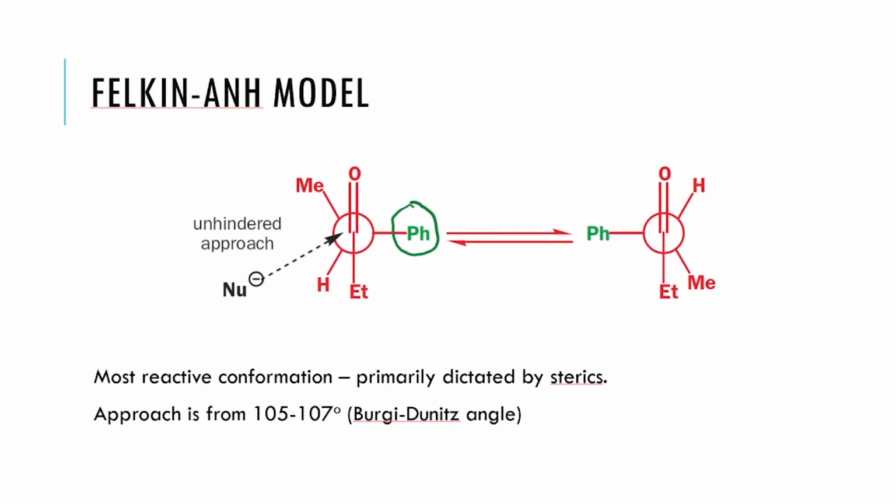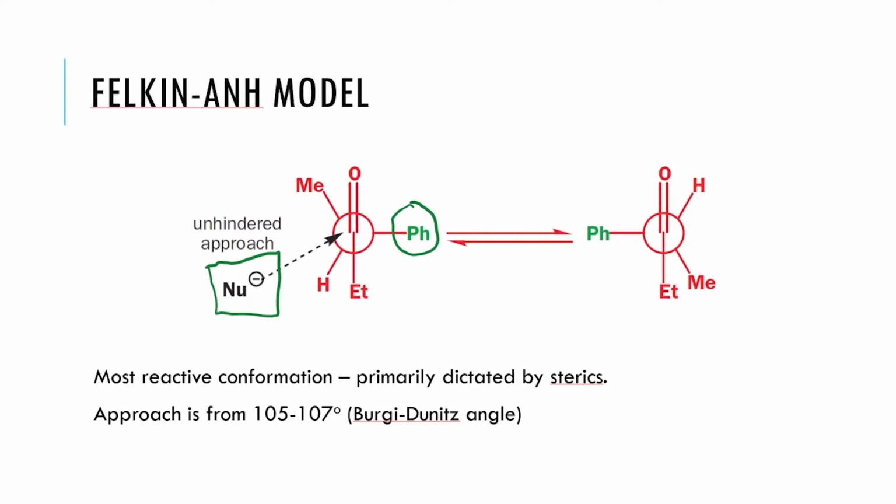Now if these are the most reactive conformers, then there are four approaches, and the approach that we looked at, from the Bürgi-Dunitz angle, was that the nucleophile would approach between 105 to 107 degrees. And so of the four approaches, there's one that's more favored. If you pick that one and draw the product that is formed, that will give you the major product. So it's a very good framework that helps us predict the outcome of the reaction.